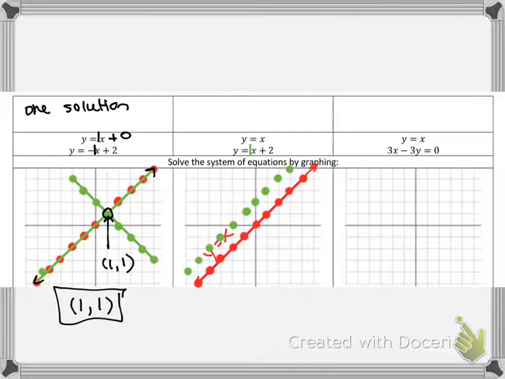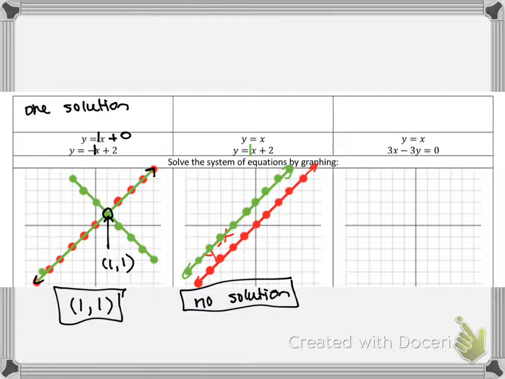So what do you think? Are these lines ever going to intersect? It doesn't look like it to me. It looks like these are parallel lines. So what do we write? Our final answer is no solution.